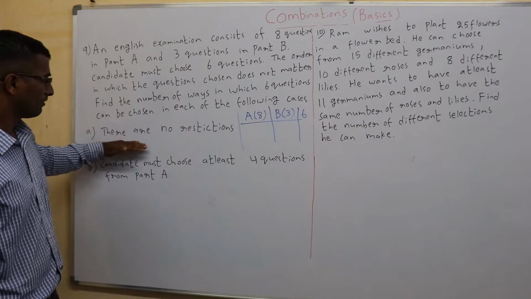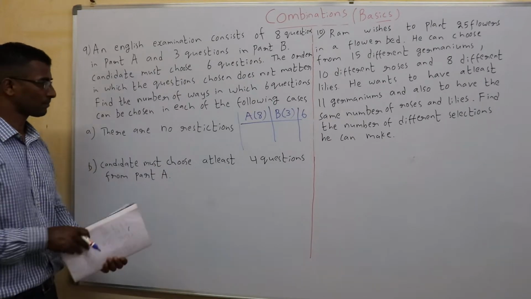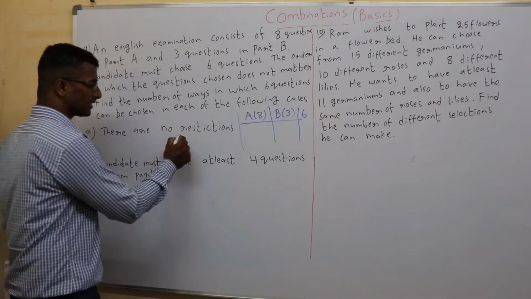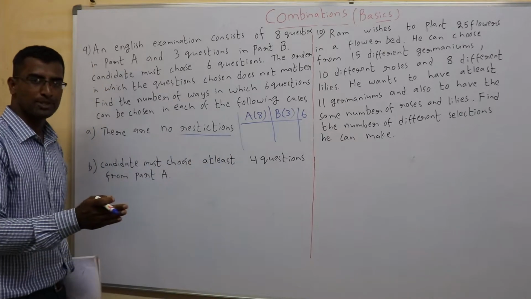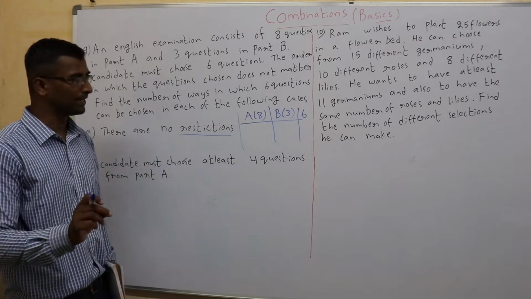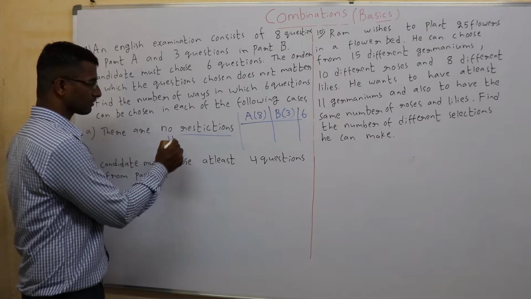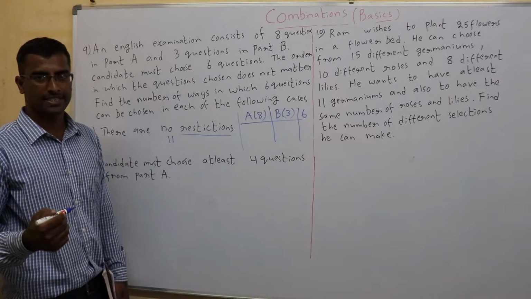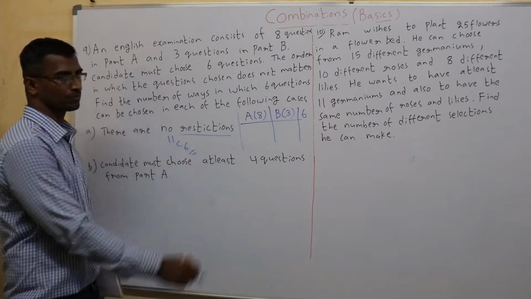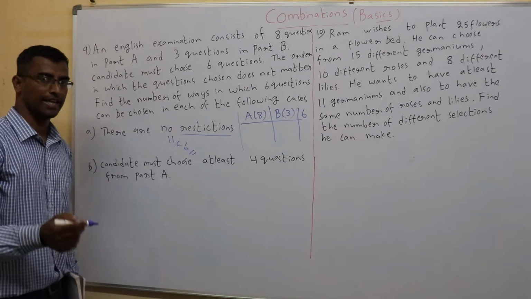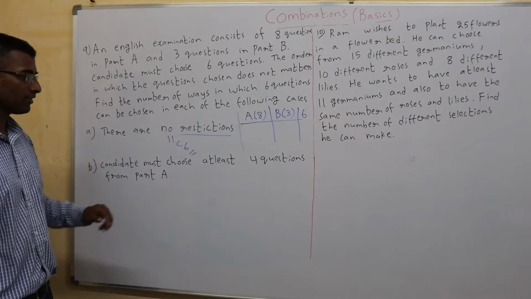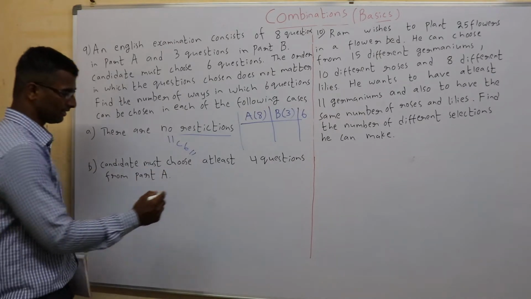First one, when there are no restrictions. Total how many questions are there on the paper? No restriction means we don't specify either A or B. Irrespective of part A or part B, there are 11 questions in total. You need to select 6 of them, so your answer will be 11C6. That's it. Next, the candidate must choose at least 4 questions from part A.